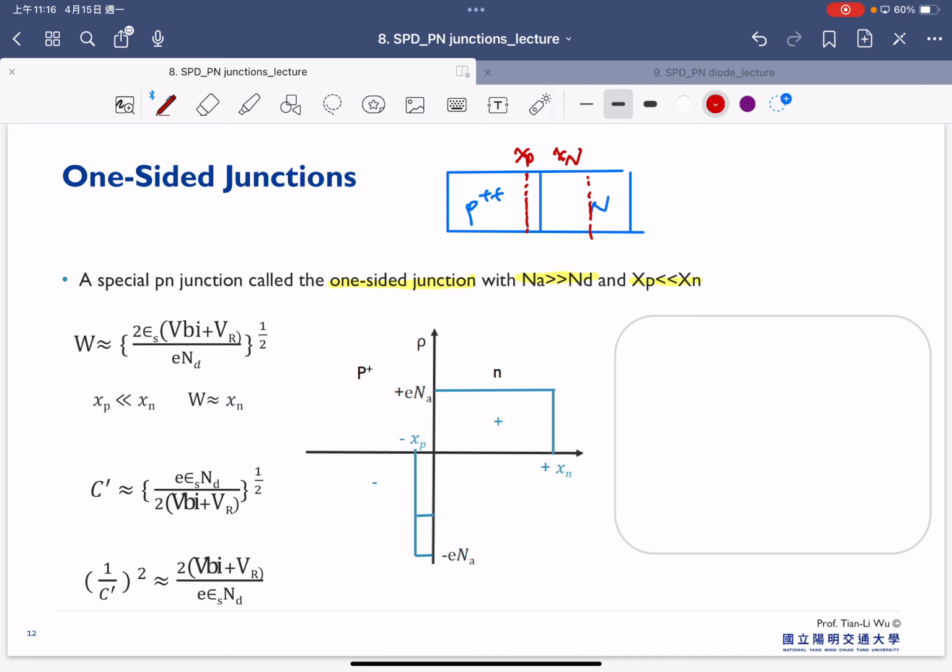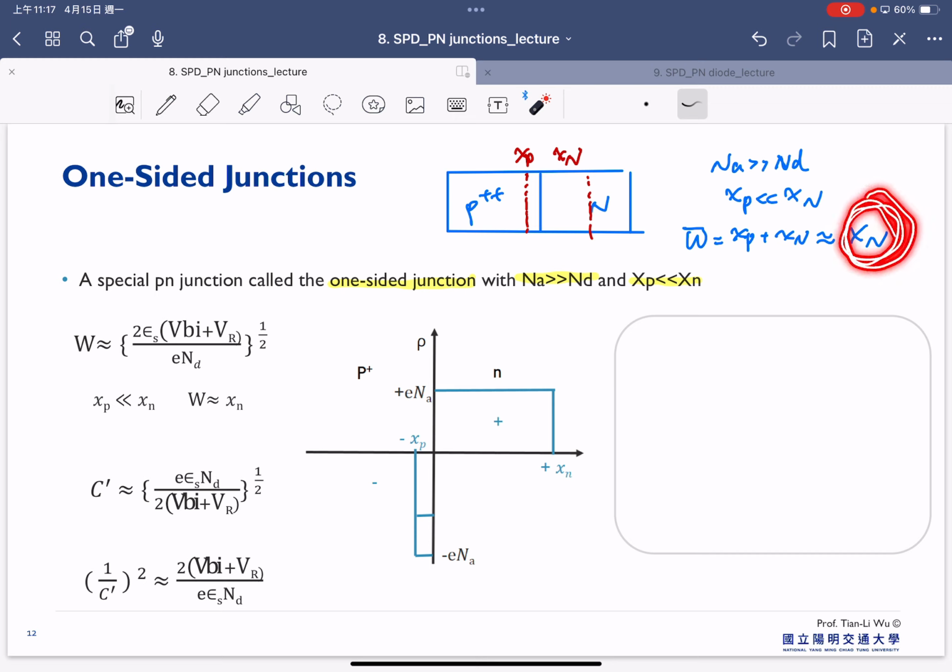So right now, NA is much larger than ND, XP will be much smaller than XN. So the total depletion width, equal to XP plus XN, can be equal to XN only. So that's why we call it the one-sided junction. What does one side mean? One side means that we consider the depletion region on one side only. That's why we call this a one-sided junction.